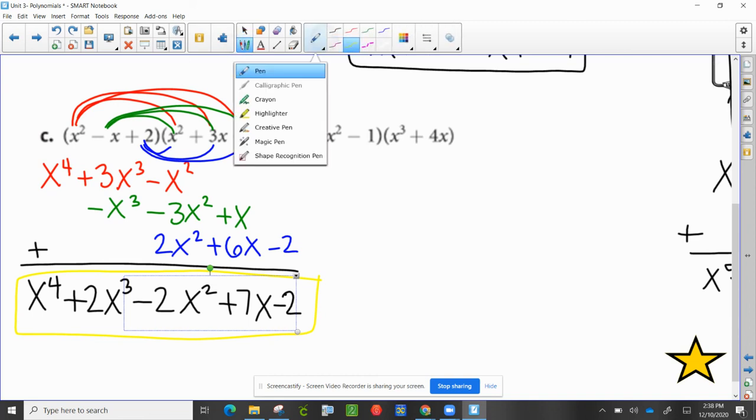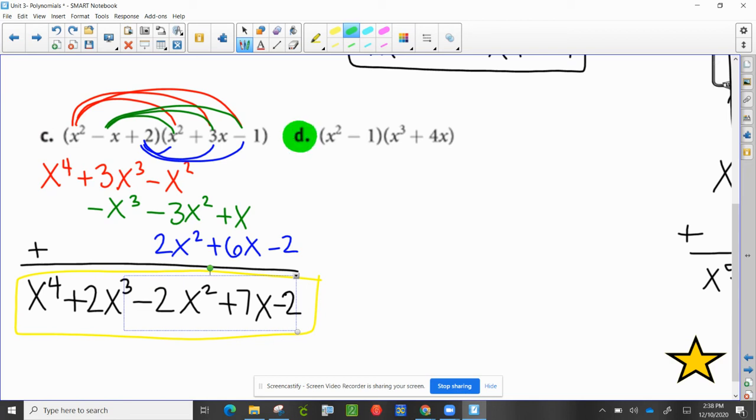So I'm going to have you guys try letter D on your own. See if you can get the product there. Distribute it out and see what you get.